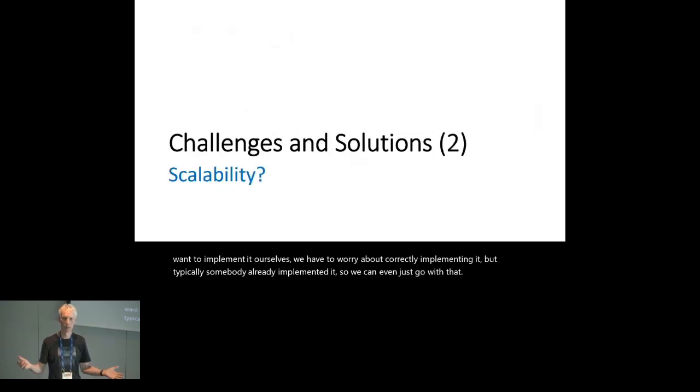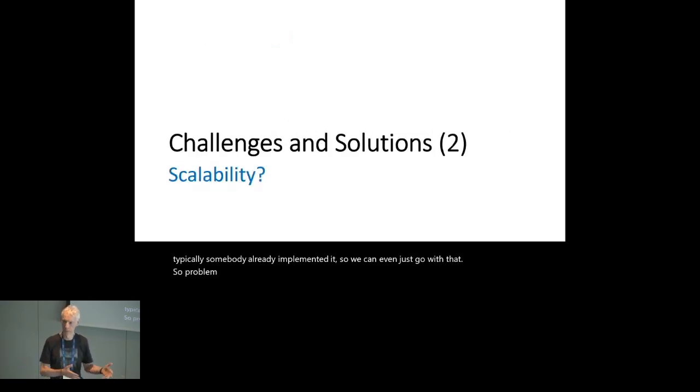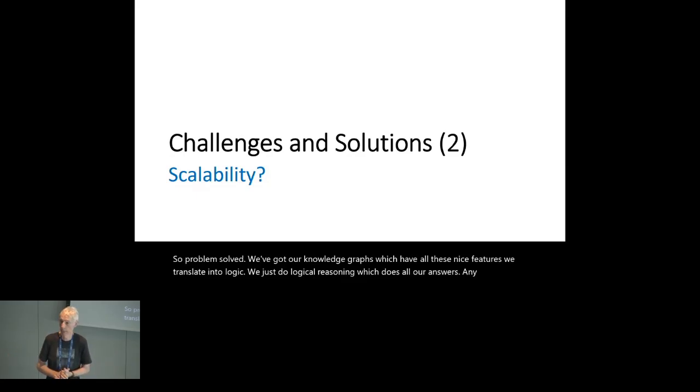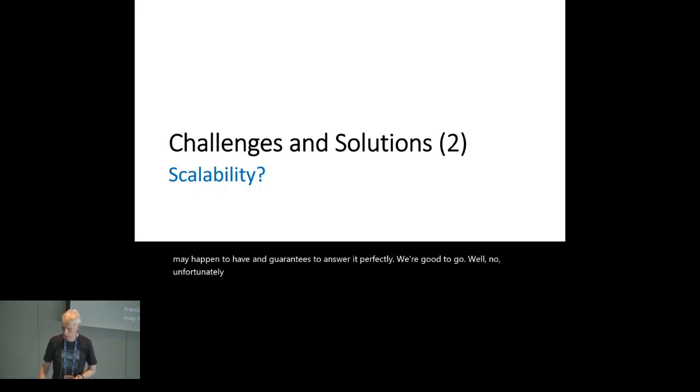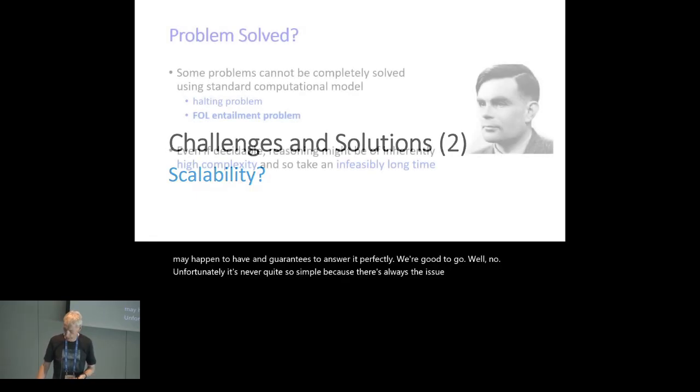So, problem solved. We've got our knowledge graphs, which have all these nice features. We translate it into logic. We just do logical reasoning, which does all our answers, any question we may happen to have, and guarantees to answer it perfectly. We're good to go. Well, no, unfortunately, it's never quite so simple because there's always the issue of scalability.